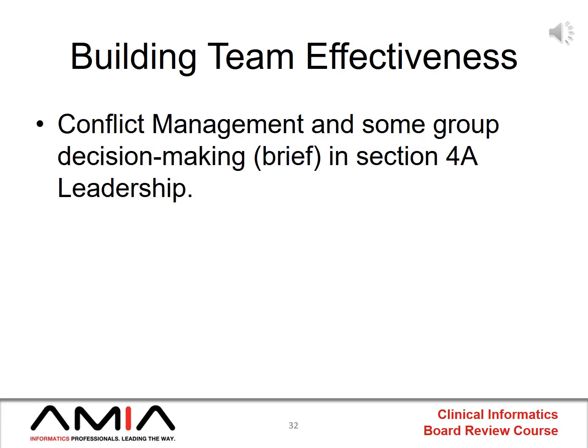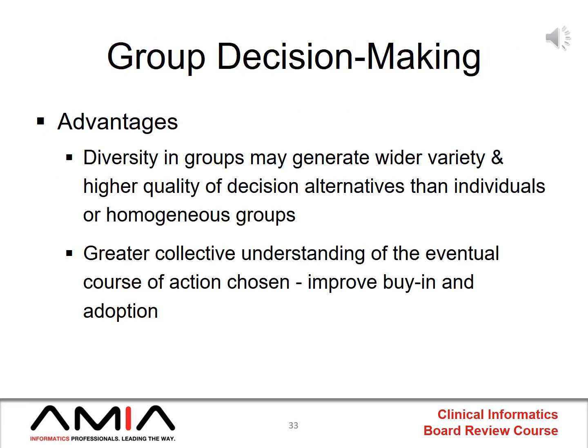Conflict management was addressed in Section 4A on leadership, and a brief amount of decision making was also covered. So here we're going to address group decision making in some more detail. As stated in Section 4A on leadership, there are distinct advantages to making a decision as a group. Groups offer you the opportunity to have members within them that may have a diverse set of experiences, cultural backgrounds, and job responsibilities, and these can really help facilitate high-quality decisions, in part because the group has a greater collective understanding of the impact that a decision may have.